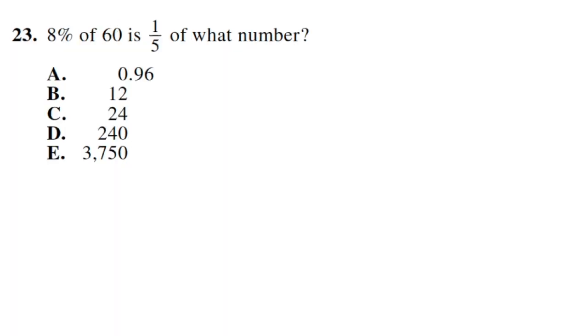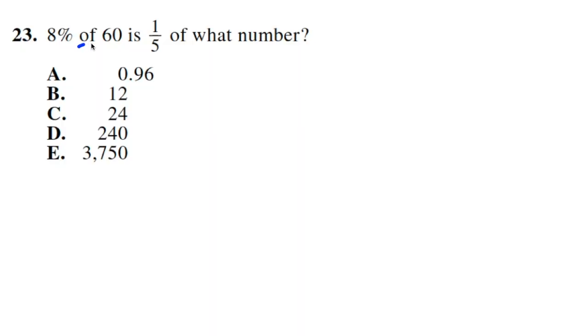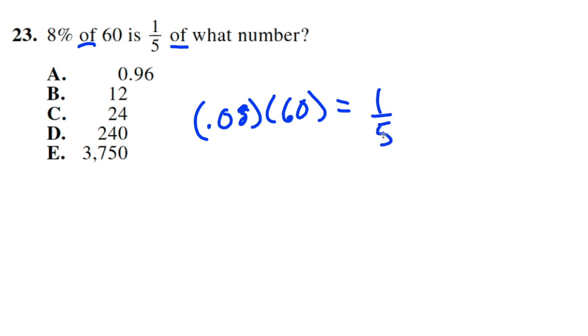This is a great question. It's number 23, so it's at the end of the easy and the beginning of the medium. A lot of students miss it. It says 8% of 60 is 1/5 of what number? When you see of, that means multiply. So let's set this up algebraically. 0.08 times 60 is equal to 1/5 of what number?